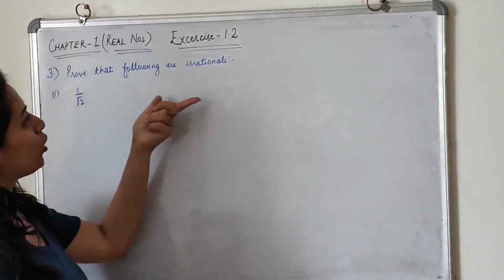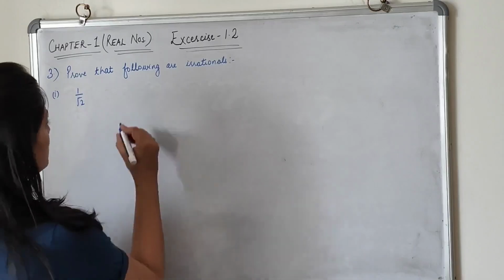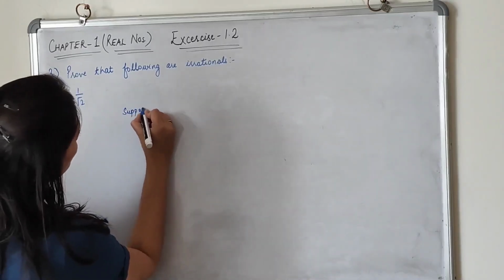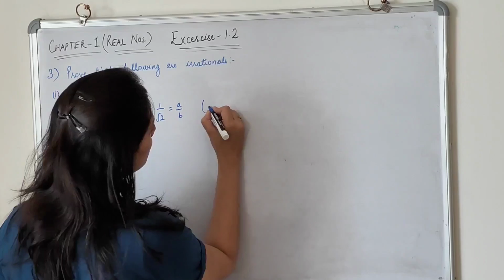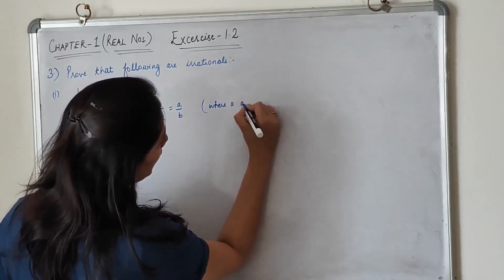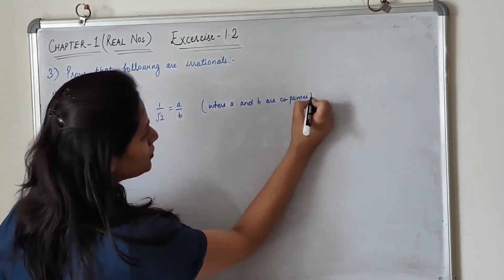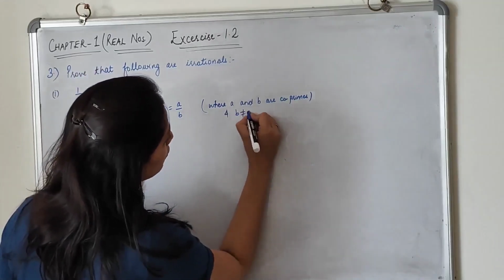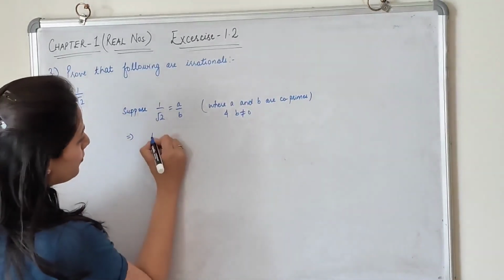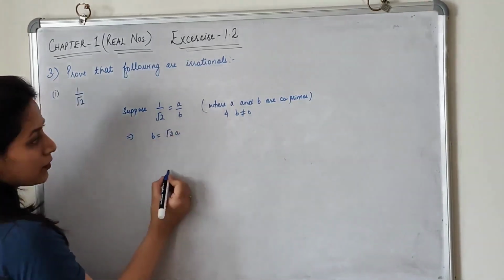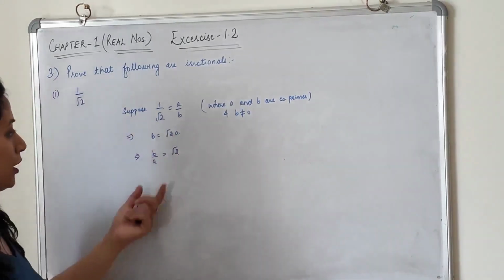Question number 3 is prove that the following are irrationals. First part is 1 by root 2. Suppose 1 by root 2 is a rational number, where A and B are co-primes and B is not equal to 0. Rearrange these values. Can we write it as B is equal to root 2 A? Also B by A is equal to root 2.